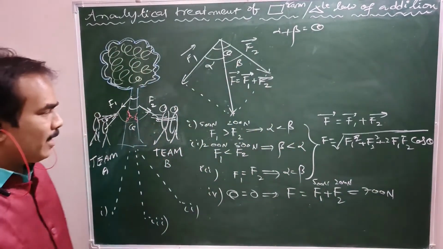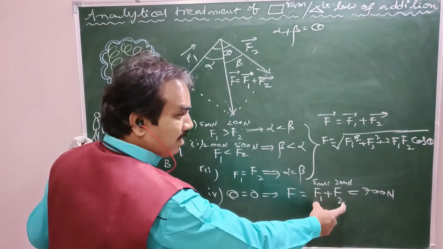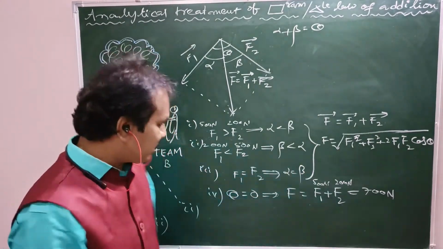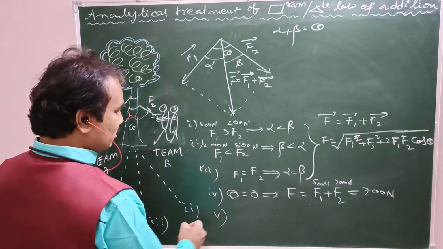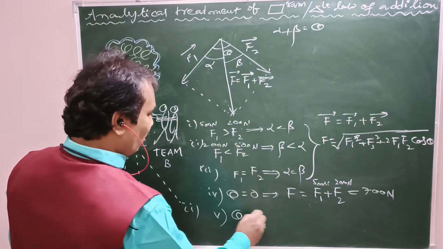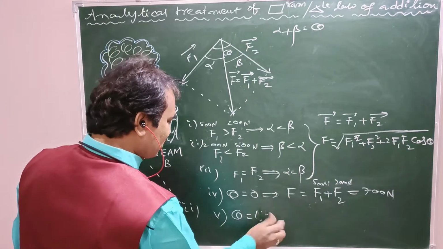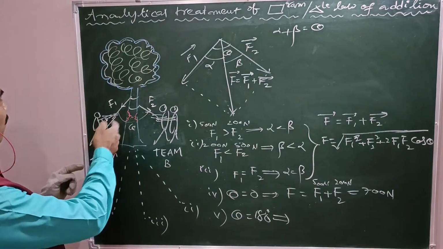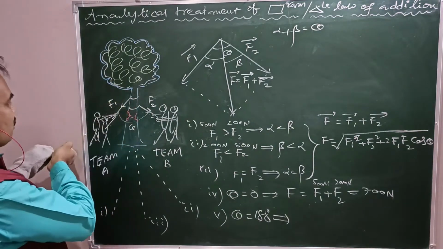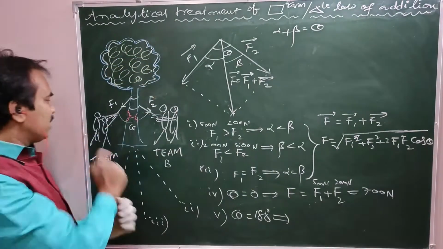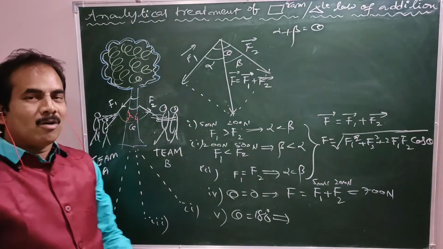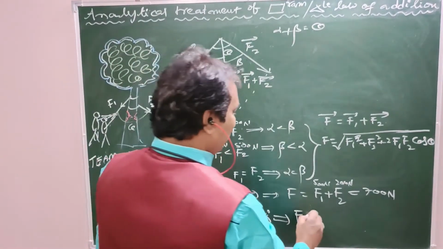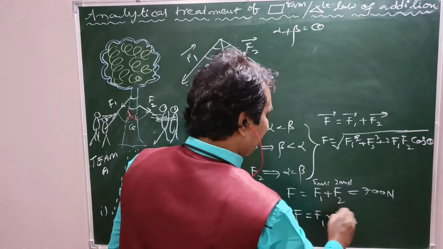700 Newton. Here this is algebraical addition. In this case, vectorial addition becomes equal to algebraical addition. Now, in the fifth case, theta is 180 degrees. What happens? Theta 180 means one team is pulling the rope in this way, and the other team is pulling the rope the opposite way. Both are offering forces in opposite directions. In that case, the resultant equals F1 difference F2.